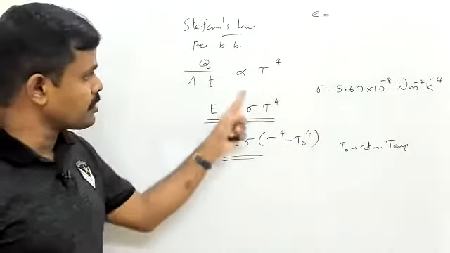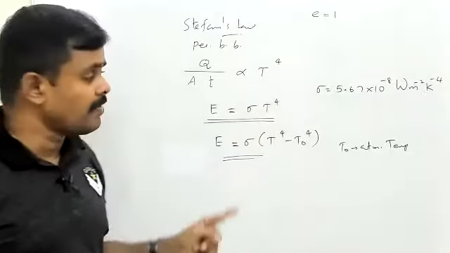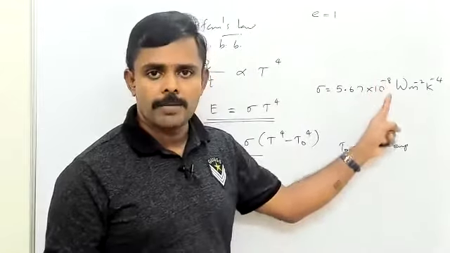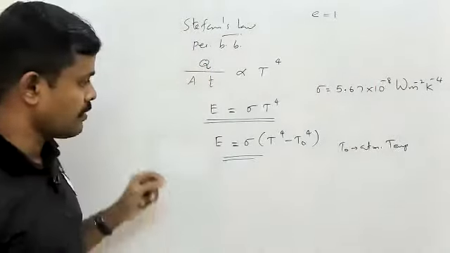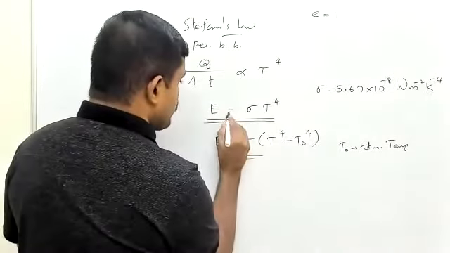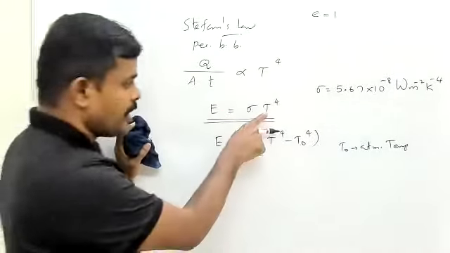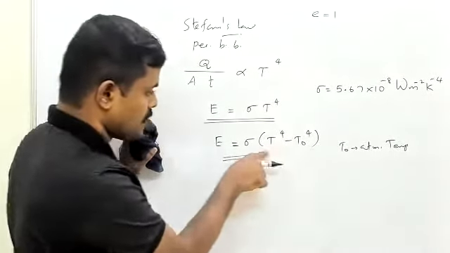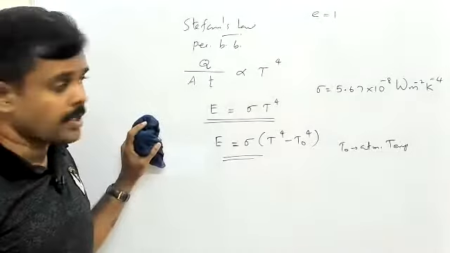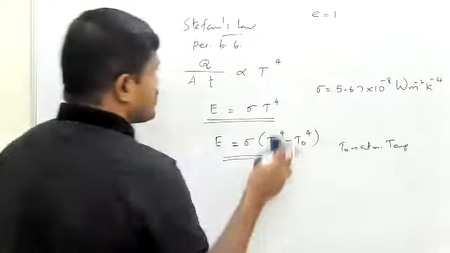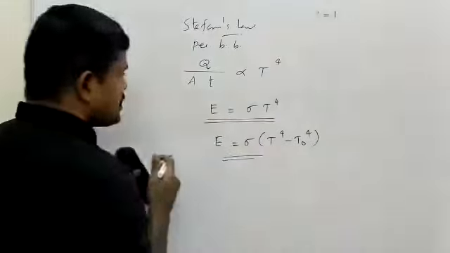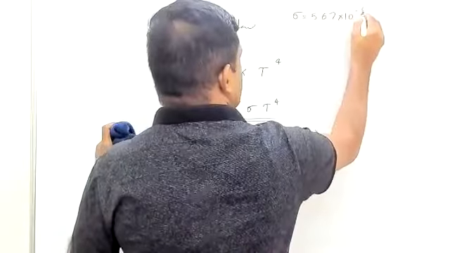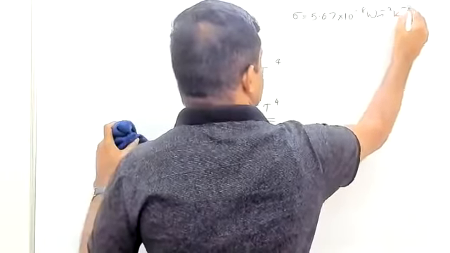So E is proportional to T raised to 4, or E is equal to sigma T raised to 4. Sigma value is 5.67 into 10 power minus 8 watt per meter square per Kelvin raised to 4. That is Stefan's constant value. And if you take atmospheric temperature, the surrounding temperature, into consideration, this is the body's temperature and the surrounding temperature is also given, you have to use this equation, T raised to 4 minus T0 raised to 4. Okay. And only once it was asked like this. I will write the sigma value somewhere here: sigma is equal to 5.67 into 10 power minus 8 watt per meter square per Kelvin raised to 4.